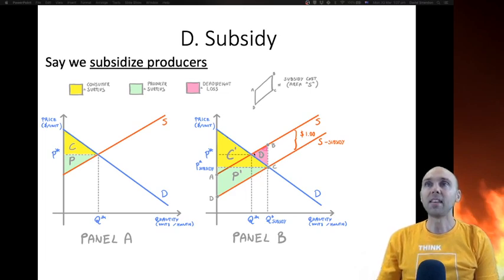But this D here, on the other hand, that's actually a loss because the overall area, this quadrangle, is the cost of the subsidy that the government's paying. So it's this width multiplied by this height here. And this area D is a cost that the government's made which has not benefited either the consumers or the producers. So that's going to be a deadweight loss.